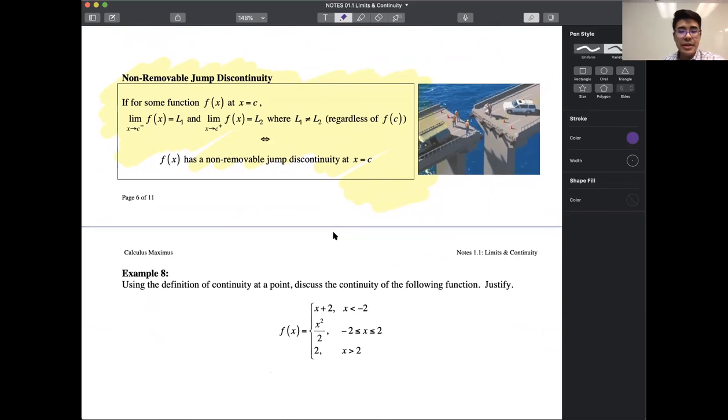Then, just in case anyone wanted the definition of a non-removable jump discontinuity, we have this definition here. I don't think that you need to know this definition. You just need to know that a jump is a type of discontinuity. So please keep that in mind.